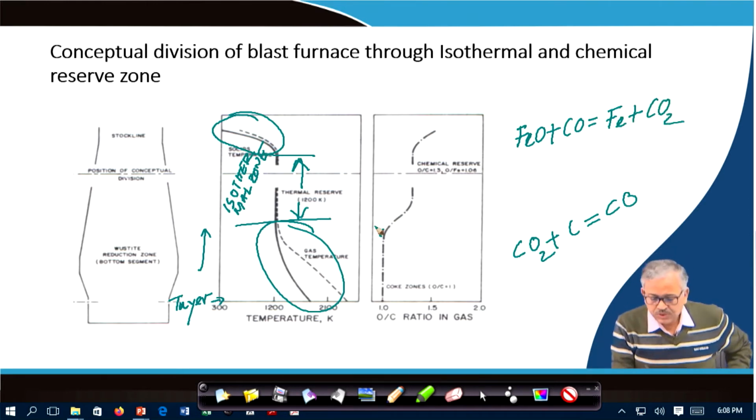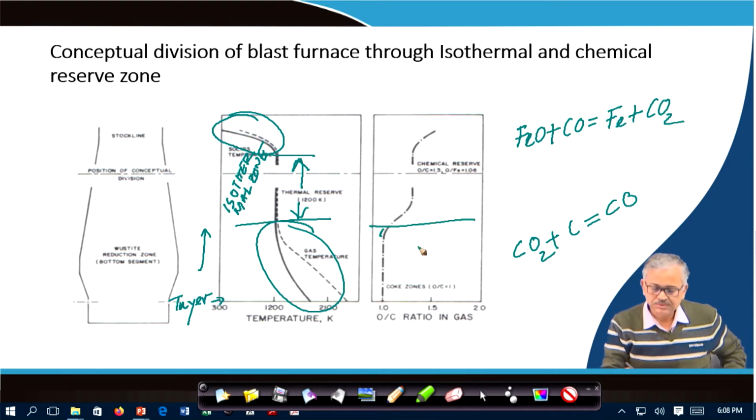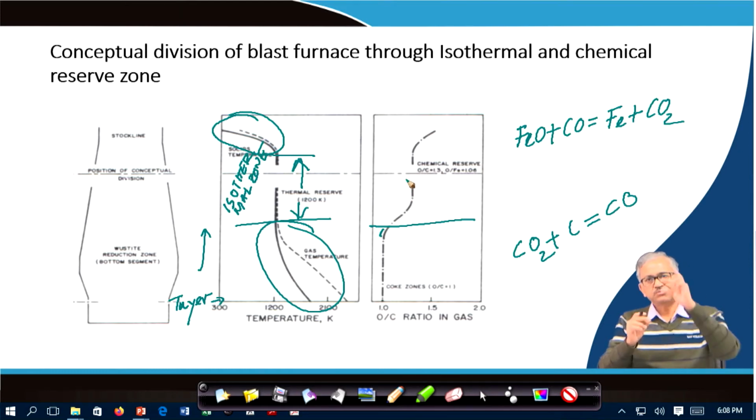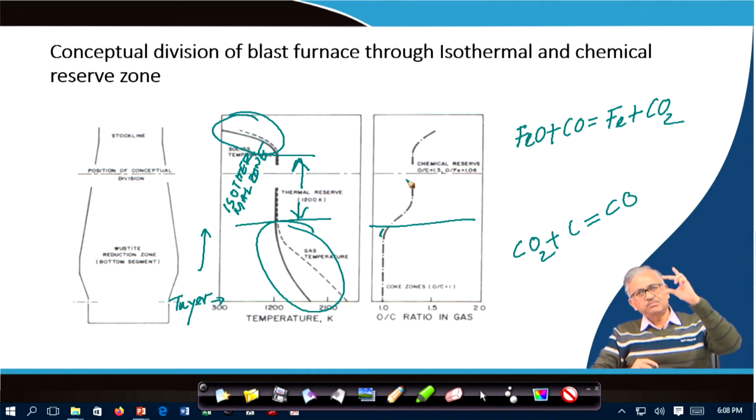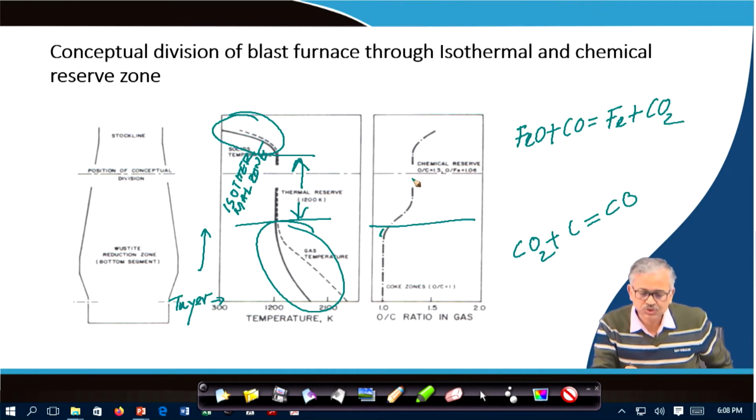So, up to this portion there is direct reduction. Beyond that, indirect reduction is taking place. Whatever CO formed in the lower part is used up in the indirect reduction, and you are generating CO2, and this CO2 accumulates into the gas, the O by C ratio increases, and then it becomes constant for a certain length of the blast furnace. That portion comes into equilibrium.